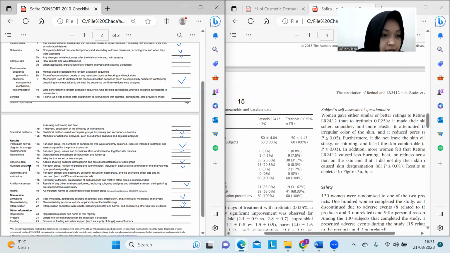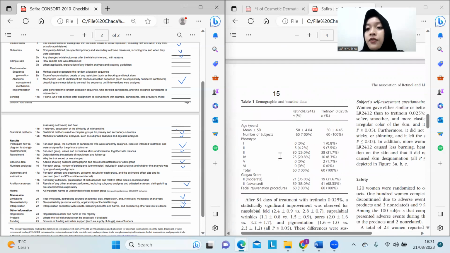And we move to the baseline data. Number 15 is a table showing baseline demographic and clinical characteristics for each group. And this is number 15. Table number 1 is the demographic and baseline data.